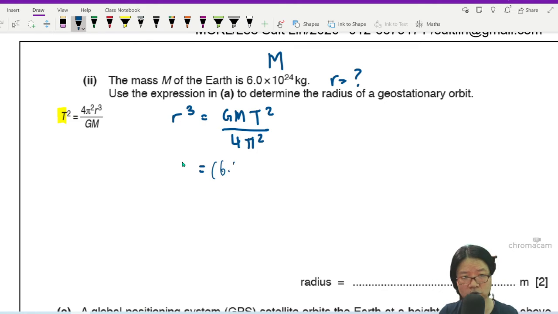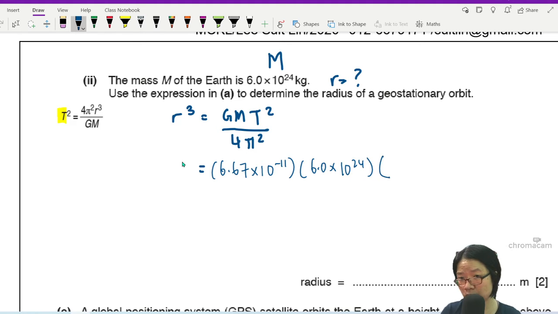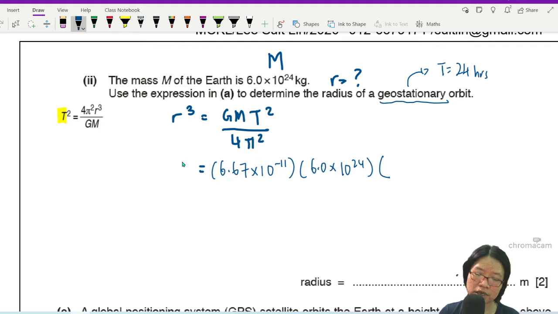Anyway, gravitational constant can be found in the table of constants. So this is 6.67 times 10 to the power of negative 11. You know the mass of the Earth, 6 times 10 to the power of 24. And the period, they already mentioned geostationary orbit. So the period is 24 hours. Now here is where you should hear a CD scratching sound in your brain. Wait. We need to convert to SI. Yes, we need to convert to SI.